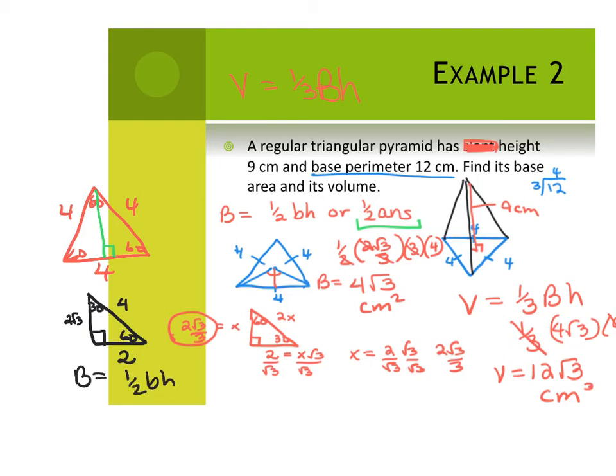So then I could have also done 1/2 BH, 1/2, my base is 4, my height would have been 2 square root 3. I could simplify that, and I can also get the area of the base that way, and then plug it in. So you could have either used this formula 1/2 BH or the 1/2 ANS. Either way. Let's try another one.